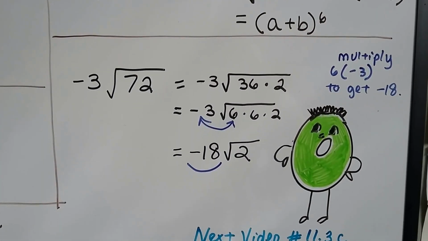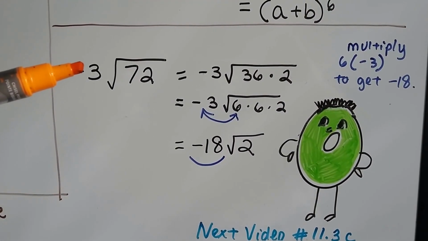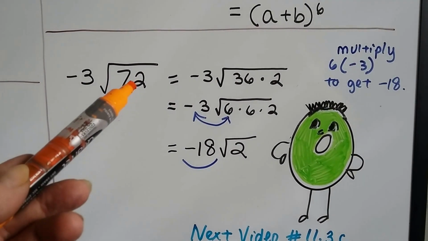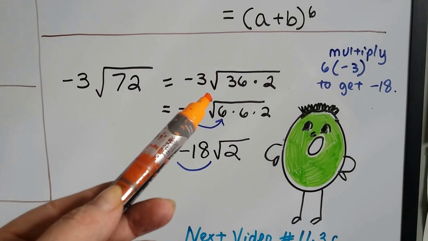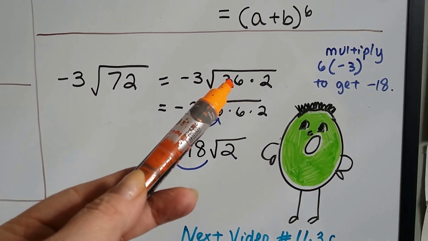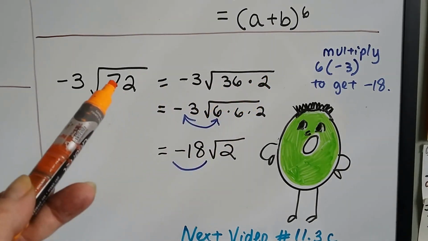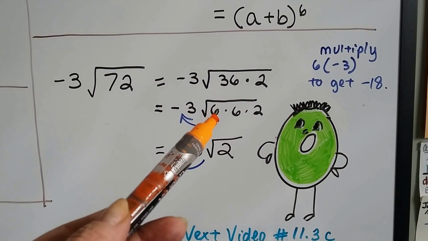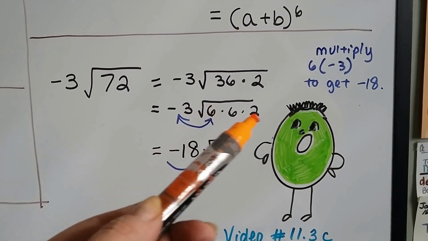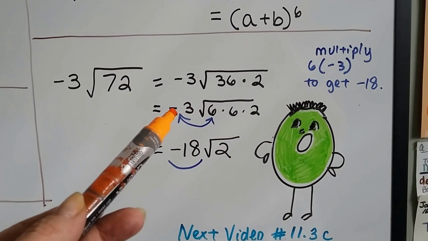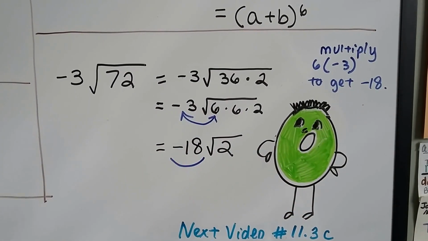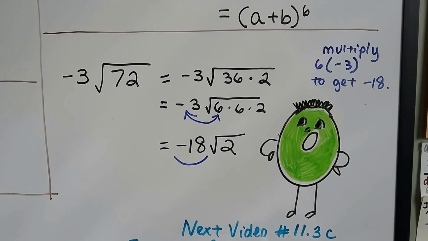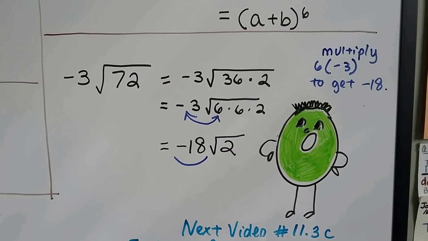See? And if we see something like a negative 3 outside of the square root of 72, what we do is we work on the 72, and 36 is a perfect square, and 36 times 2 would make 72. 36 would break up into a 6 and a 6, right? We take out one of those 6's, multiply it by that negative 3 out front to get negative 18, and our answer is negative 18 root 2. See that? See how I did that?